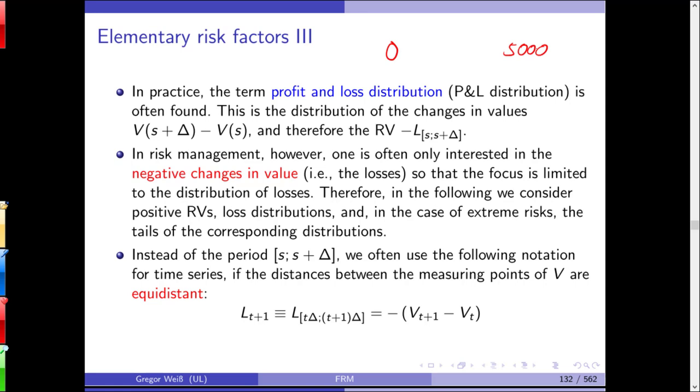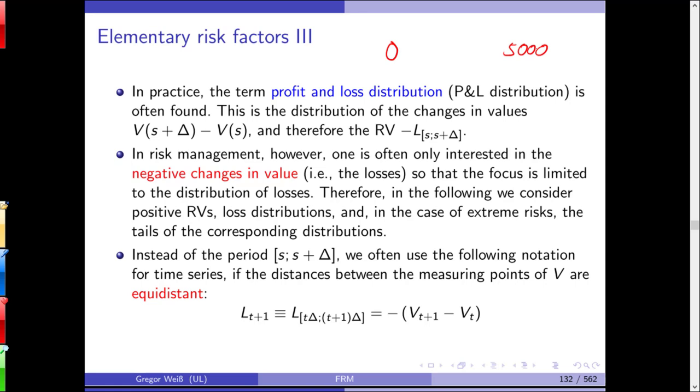That is why losses are positive. P&L show profits as positive numbers, losses as negative numbers. And if you want to change the P&L to the loss distribution, you take the loss distribution, put a minus in front of it, take the negative, and you get the P&L. Okay.